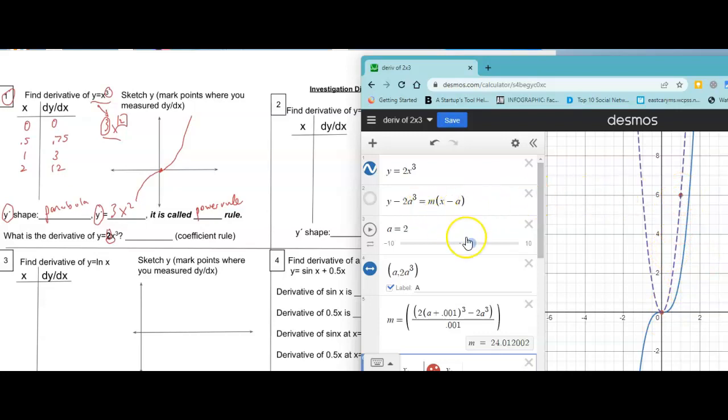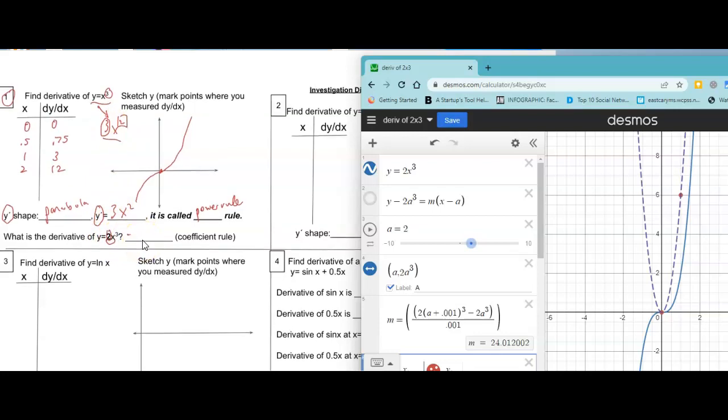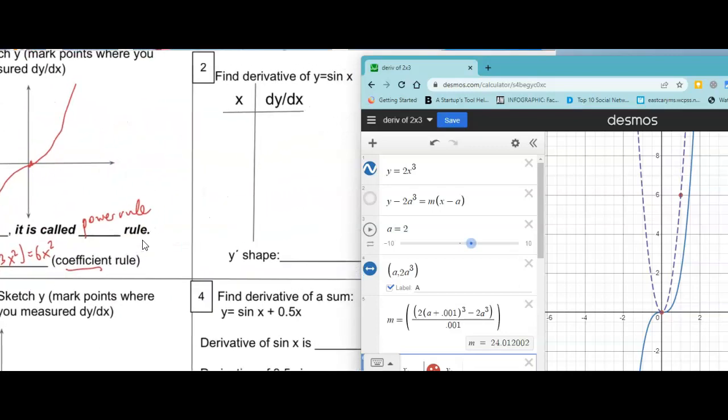Okay, so that tells me that if I ask what is the derivative of 2 times x cubed, I know that the derivative of x cubed is 3x squared. The derivative of 2x cubed is going to be 2 times 3x squared, or 6x squared. And that's called the coefficient rule. If I have a coefficient, when I take the derivative, the coefficient remains there, because a function that is vertically stretched also has slopes that are vertically stretched.